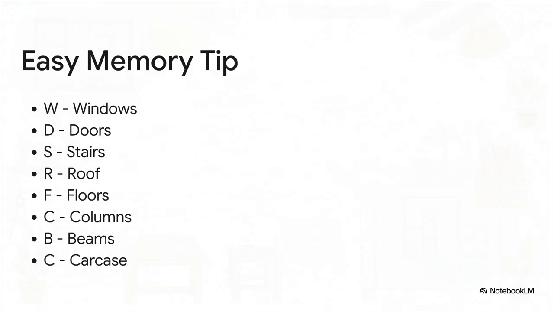And hey, if you want a simple way to remember all the basic pieces of a building's plan, the source material gives us this handy little acronym. It covers the stuff we talked about, like windows, doors, stairs, and the roof, but it also includes floors, columns, beams, and the carcase, which is just a fancy word for the main structural body. It's like a quick checklist of all the core parts.